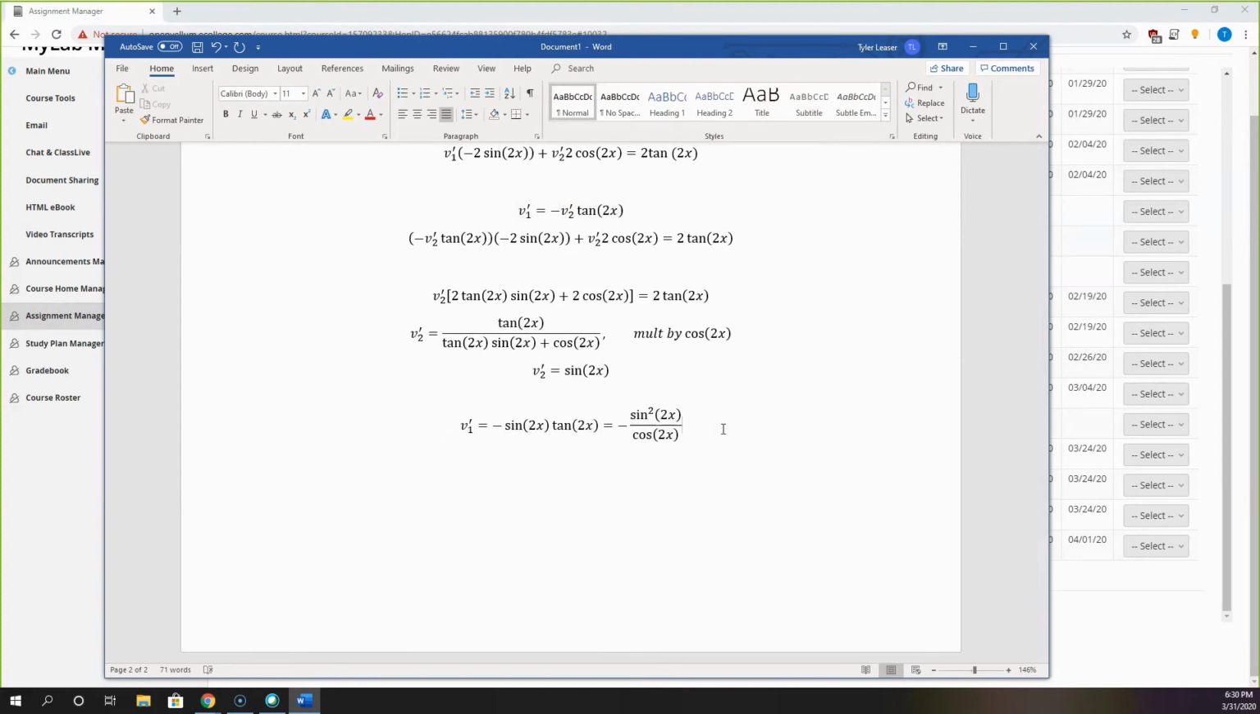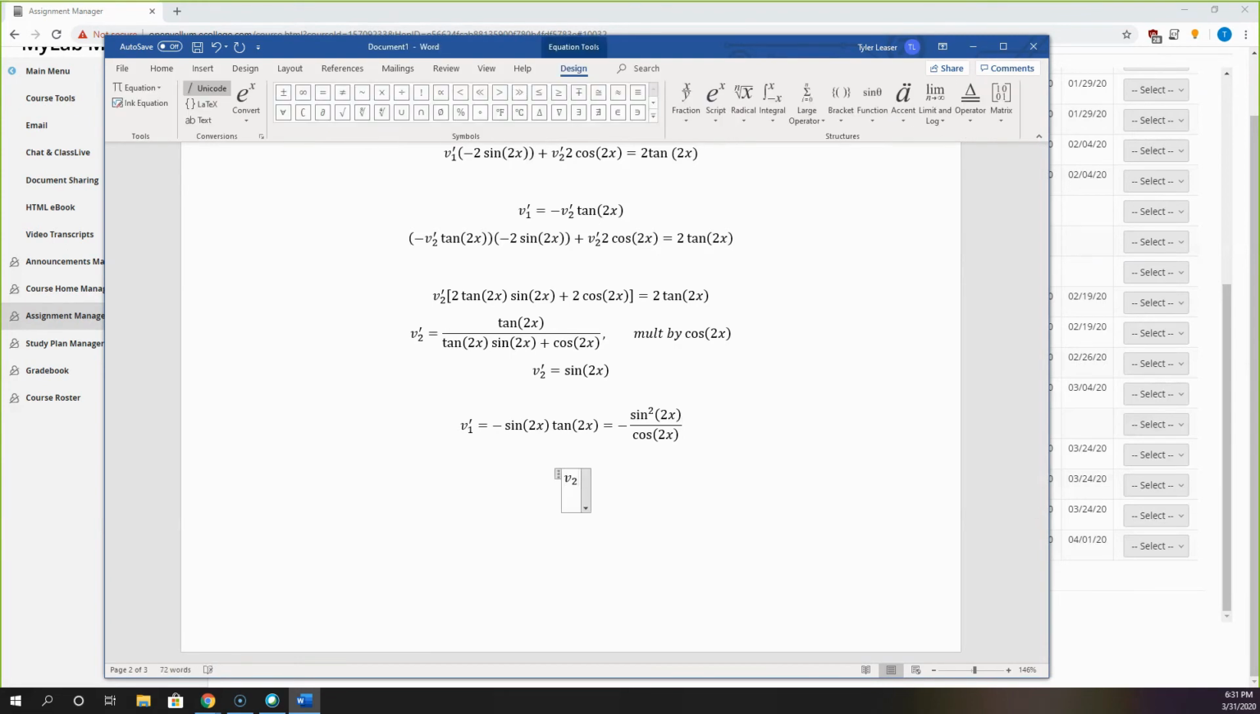Since we have those, I remember vaguely that we have to integrate this now. So now let's find just v2. To find v2, we're going to integrate v2 prime, which is sine of 2x. So the antiderivative of sine 2x is 1/2 cosine 2x? Yeah, I think so. I think it's negative. Negative 1/2 cosine 2x? Yeah, I think so.